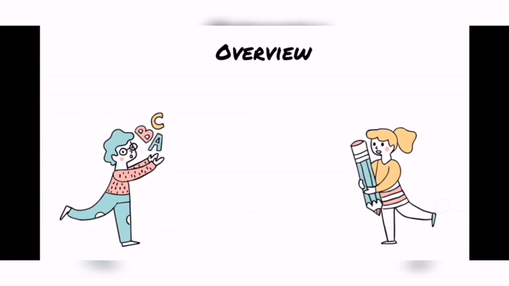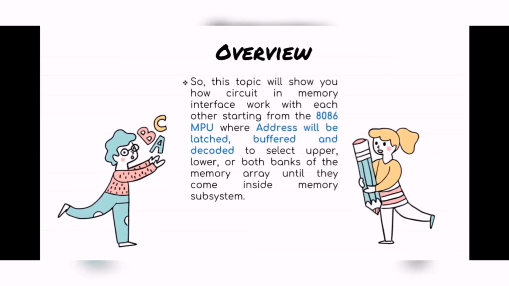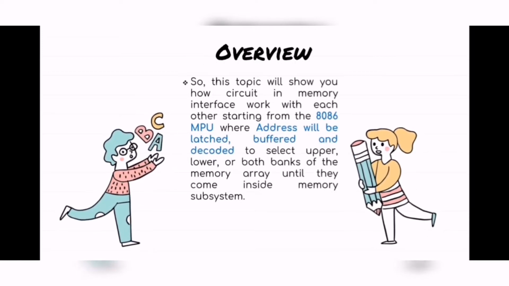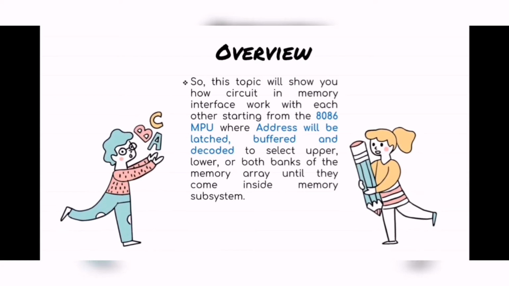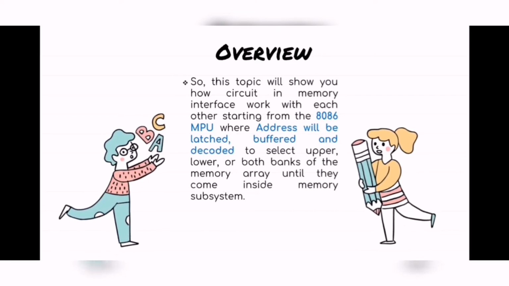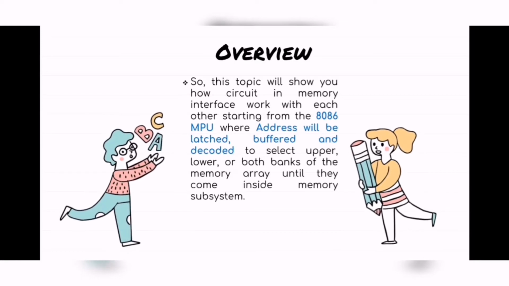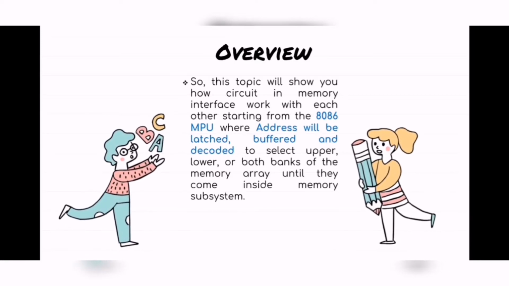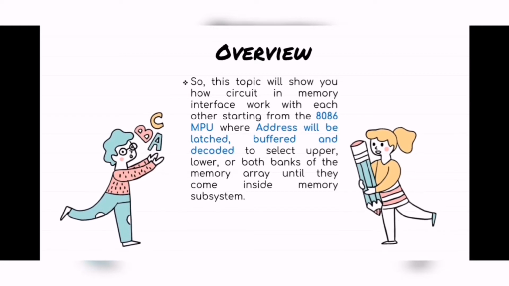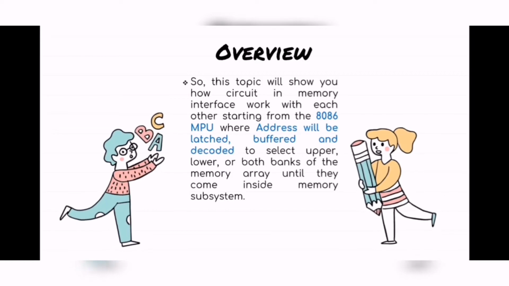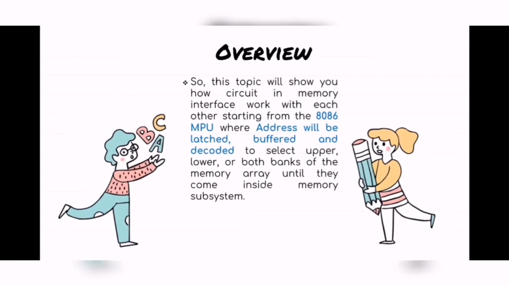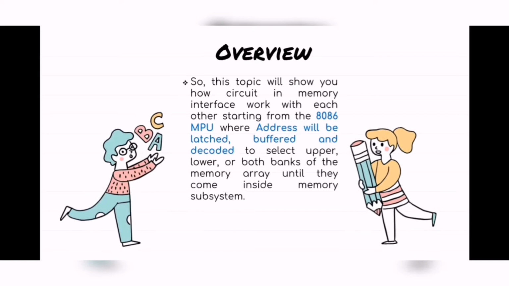Overview. In this subtopic, we will show you how the circuit and memory interface work with each other, starting from the 8086 MPU, the 8288 bus controller, the address latch, buffer, and the address decoder, and the bank control logic, where the address will be latched, buffered, and decoded to select the upper, lower, or both banks of the memory array until they come inside the memory subsystem.